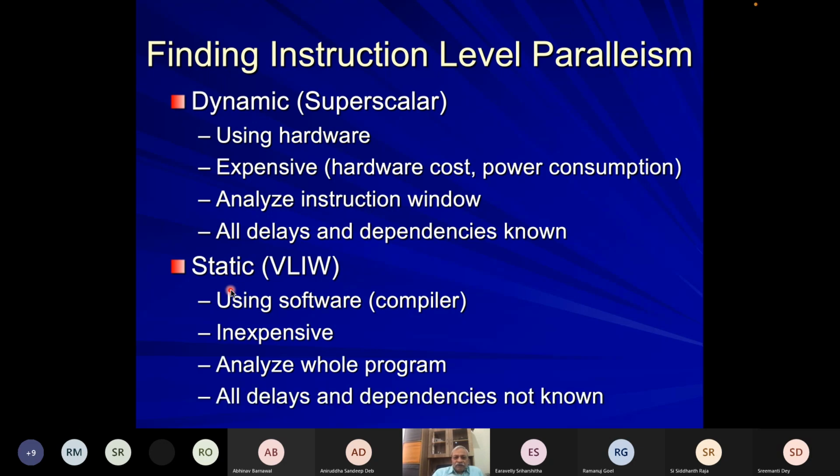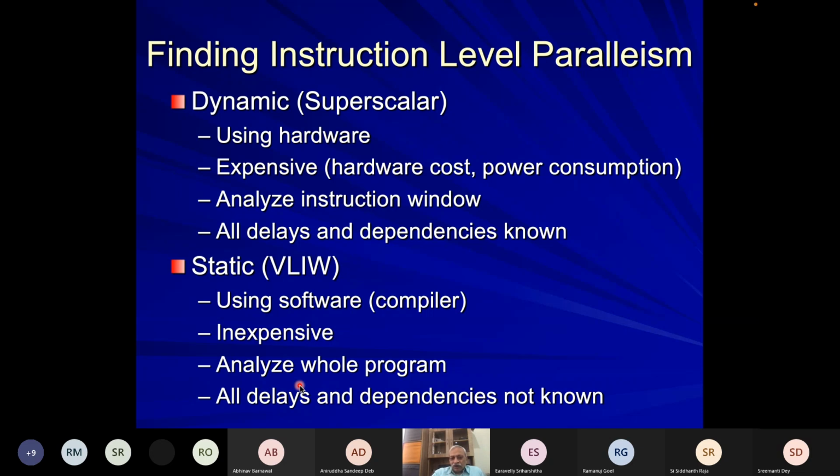The compiler can analyze the whole program, but the compiler doesn't know where, for example, there is a cache miss happening and there is a delay involved. If you're doing analysis dynamically, you know exactly what is happening. If there is a branch somewhere, you know if the branch is getting taken or not. In the compiler, you will do it speculatively. You will do a prediction.